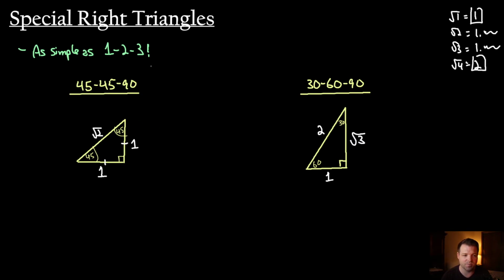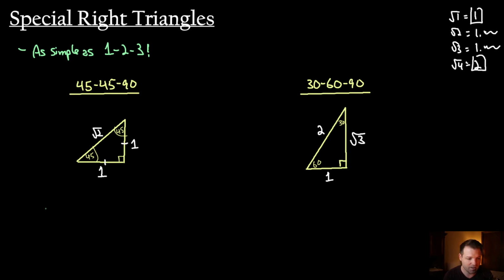These are the relationships. It's as simple as 1, 2, 3. The 45, 45, 90 just gets the 1 and 2. The 30, 60, 90 gets the 1, 2, and also the 3. Okay? All right, let's go ahead and do some very quick examples of how you would use these relationships in problems. So I'm going to create an example problem down here.